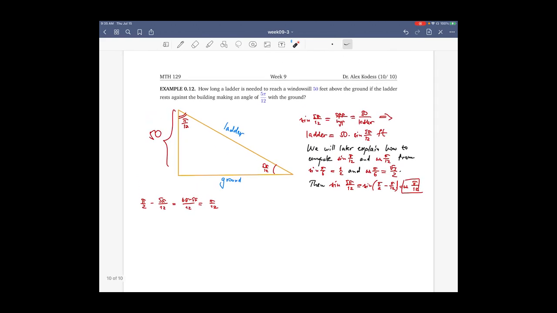All right, this finishes our study of right angle trigonometry, and this finishes week 9. Next week, we will continue our journey into trigonometry. Thank you.